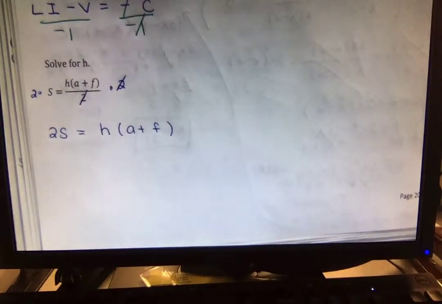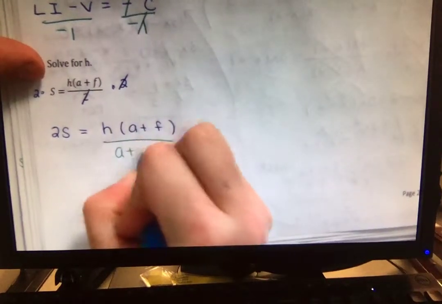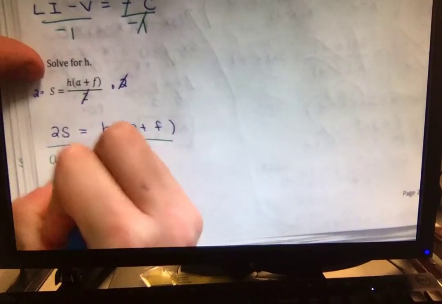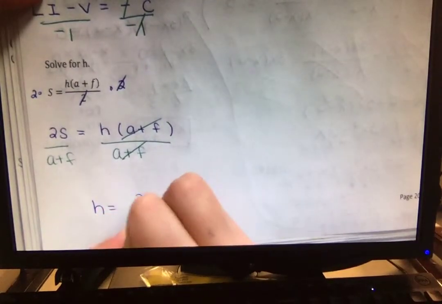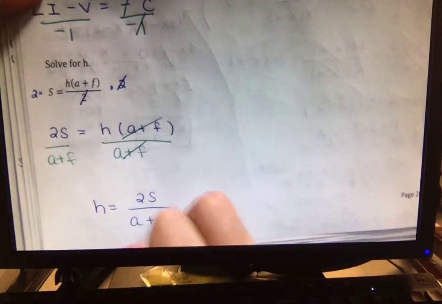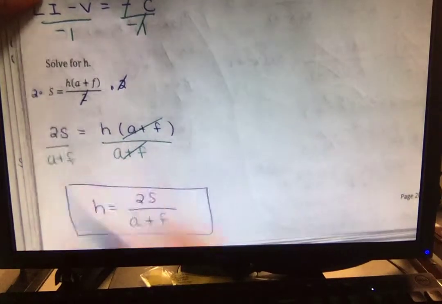So what's happening to H? We're trying to get H by itself. H is being multiplied times A plus F. So what do I need to do to get rid of A plus F? Divide both sides by A plus F, so that way those cancel, and we have H equals 2S all over A plus F as our final answer.